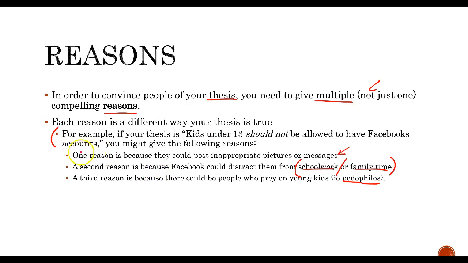So here we have not just one reason. If one reason is inappropriate pictures, it might not be as compelling, but if we add all three reasons, now the argument gets stronger because we're looking at it from three different angles. So if these two don't happen to convince somebody, maybe the third one does. Or maybe the one on people preying on young kids could be very convincing for some people, but the one about inappropriate pictures could be more compelling for other people. So when you give multiple reasons, you give the reader more ways to believe your argument.